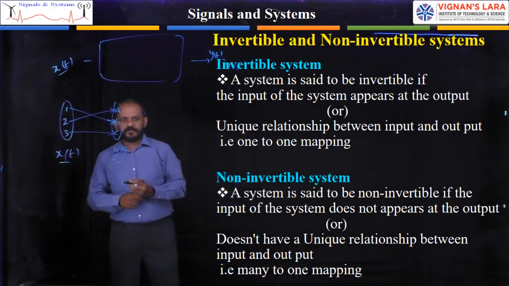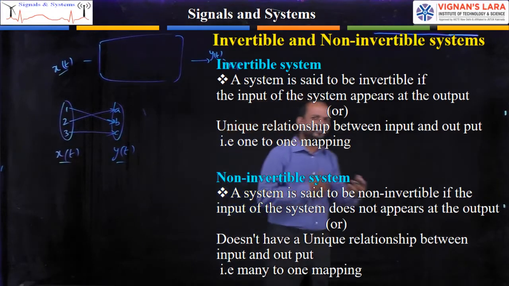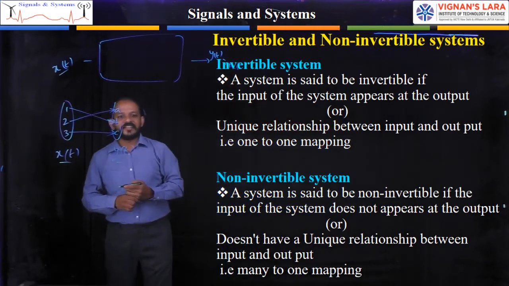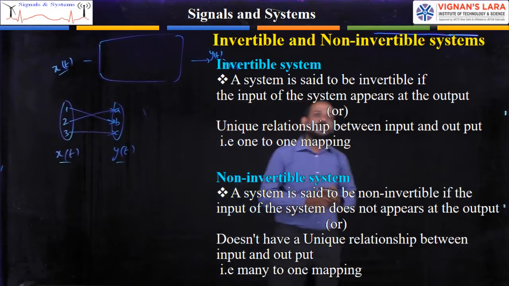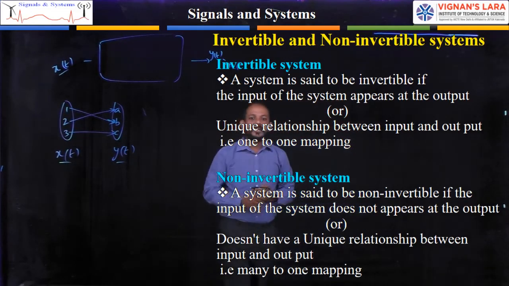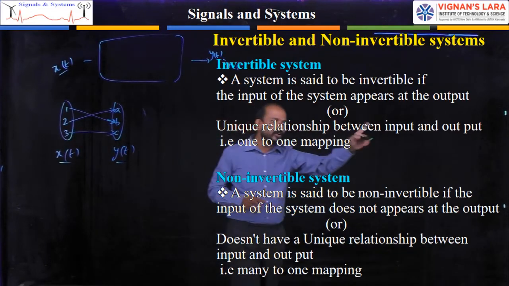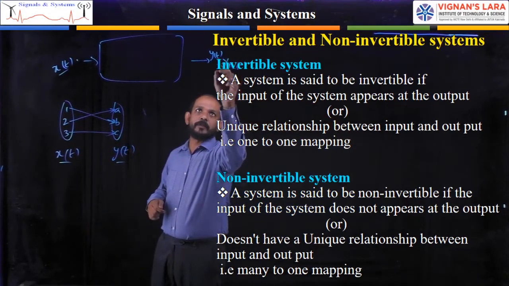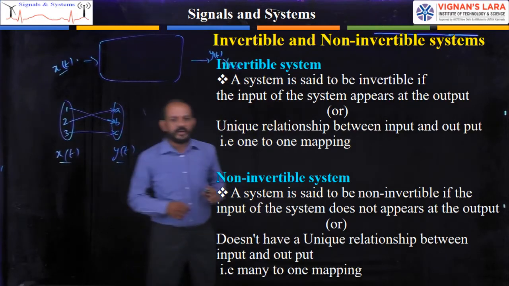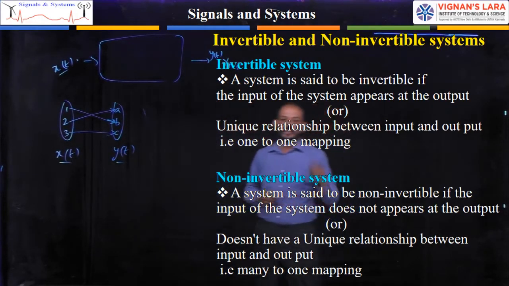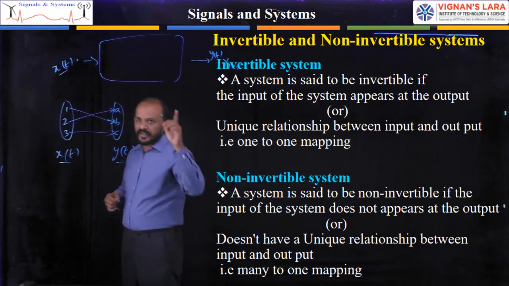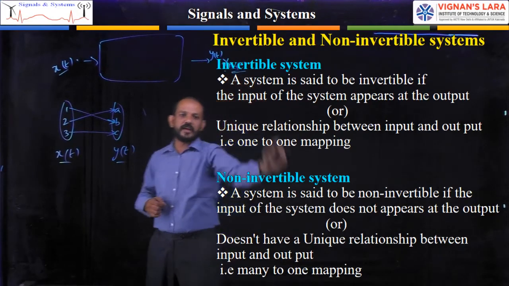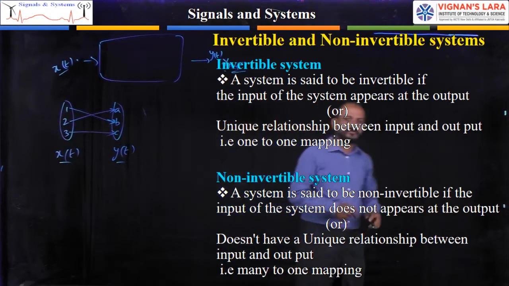Now coming to the non-invertible system. The complete opposite of invertible is non-invertible. A system is said to be non-invertible if the input of the system does not appear at the output, that is, the output is not equal to the input. Those systems are called non-invertible systems.